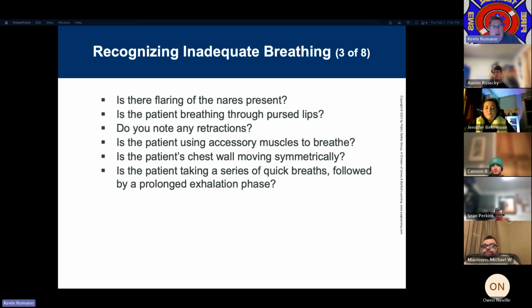Do you see any retraction, skin pulling around the ribs during inspiration, intercostal changes, at the suprasternal notch, at the supraclavicular fossa, and the subcostal? So you're looking at different ranges on the chest. I'll show you some of that on the next slide. Is the patient using accessory muscles to breathe? Is the patient's chest wall moving symmetrically? Are they going up and down at the same time? Is the patient taking a series of quick breaths followed by a prolonged exhalation phase?